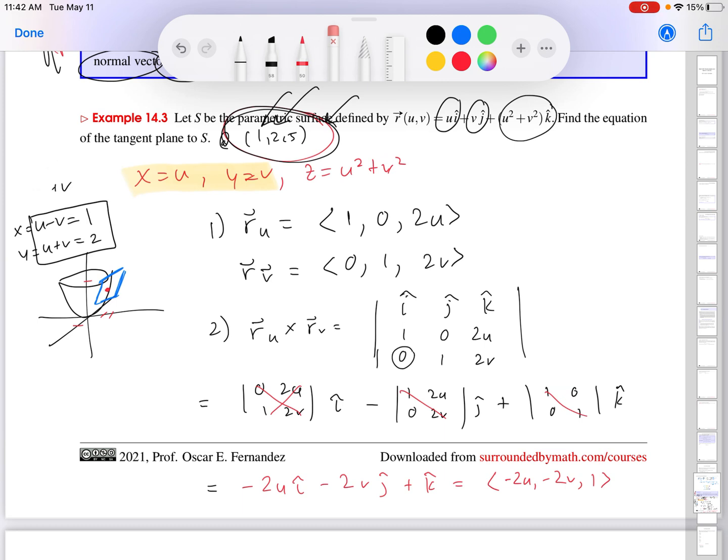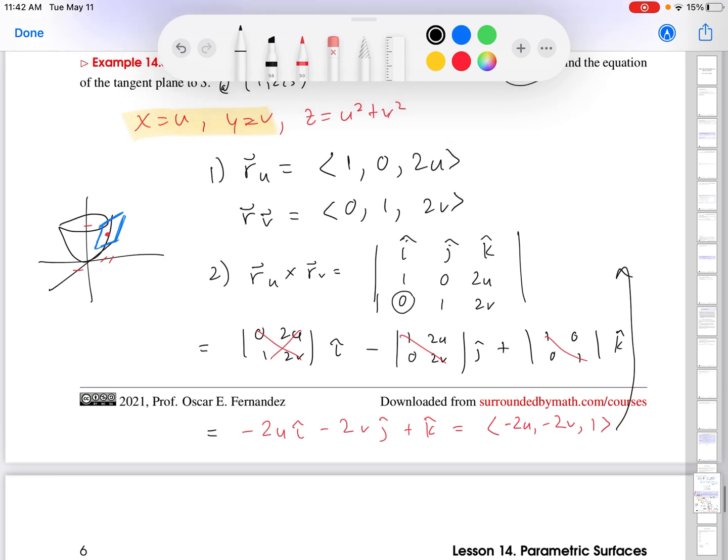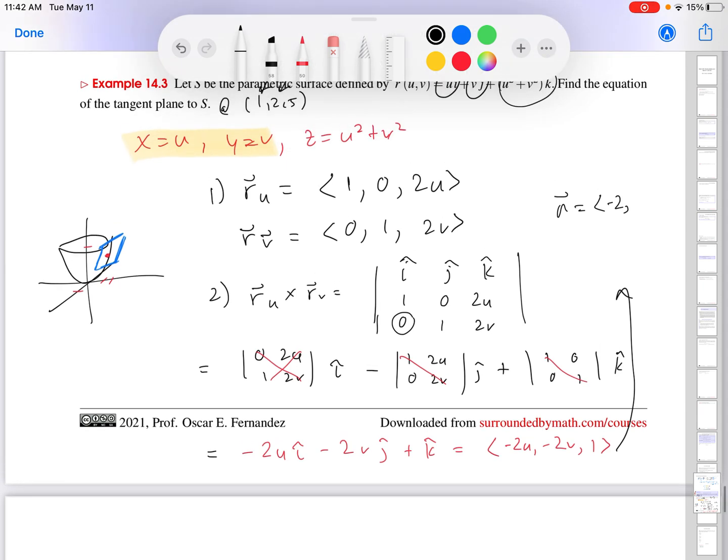But like I said, in this particular problem, u is x and v is y. So I can just look here and say that u is 1 and v is 2. So then I'm going to go over here and write out my normal vector, finally, at this point of tangency: u is 1, v is 2, so I get minus 4, and then this 1 stays. Great, so that's my normal vector.